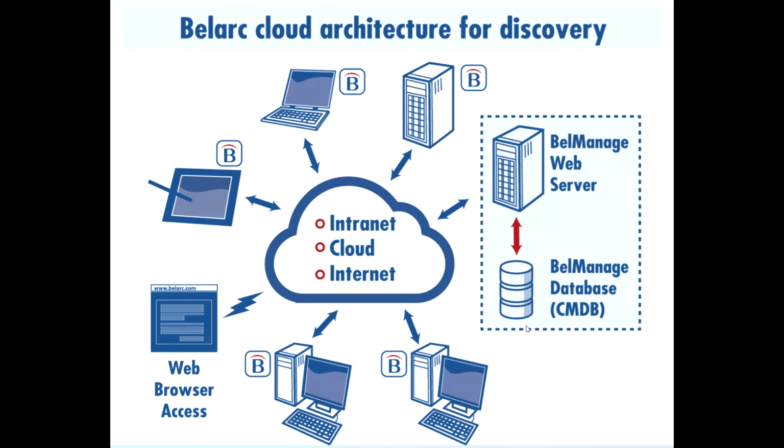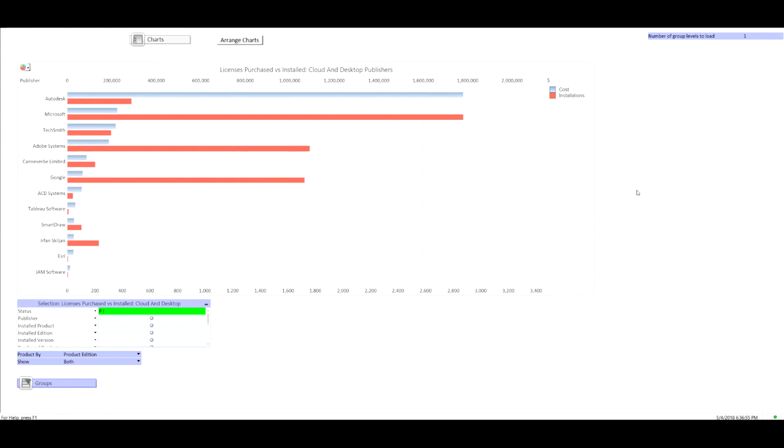Your server creates entries in a SQL database, and it's that database that is then used by the BelAnalytics module to create licensing and other reports that we'll show you shortly. Okay, these are the dashboard reports that we'll start with in the analytics module. Again, you can see here, this is a license position report with various vendors here in our demo database.